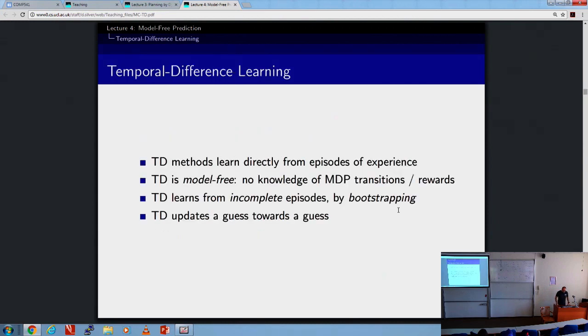So the other model free idea is temporal difference learning. This is also model free, and it has the advantage of being able to update its values from incomplete episodes. So that means I don't have to wait until the end of the game. I can keep updating my values after every move, and that's why TD learning can be used for infinite games, for example.